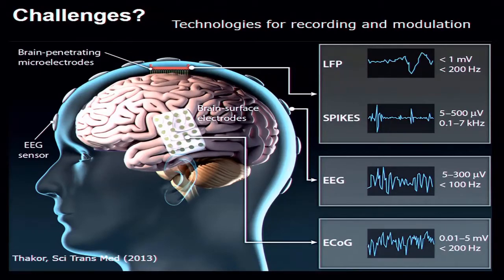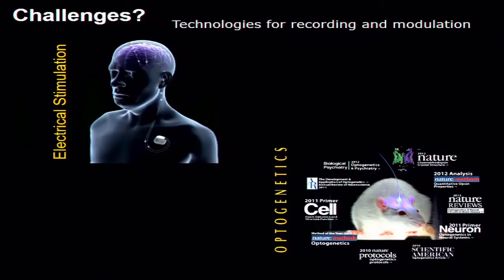But we don't just need a recording technology. We also need to be able to write in information potentially by having a stimulation technology, either electrically or optically. So let's say we have these technologies, and we're going to get a ton of data from very high-dimensional brain networks, and we have to make sense of it.